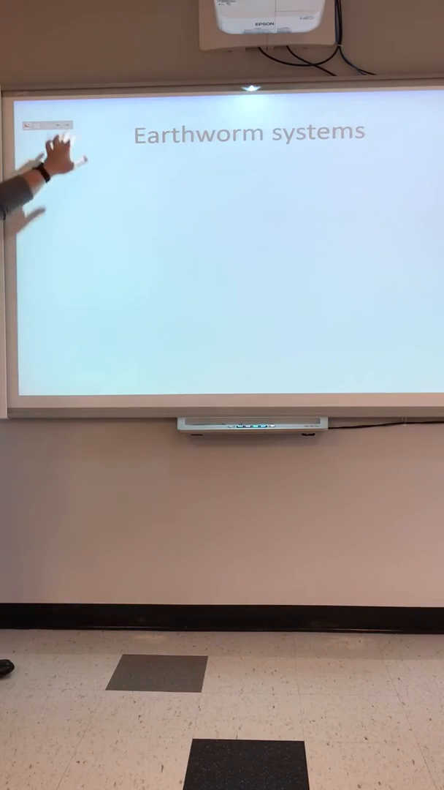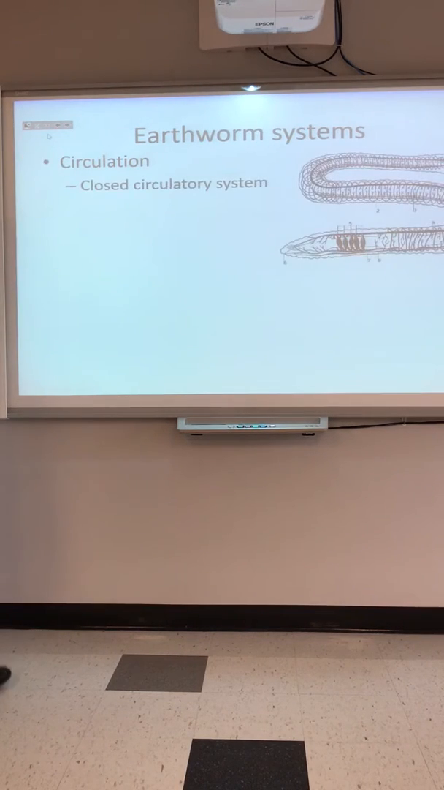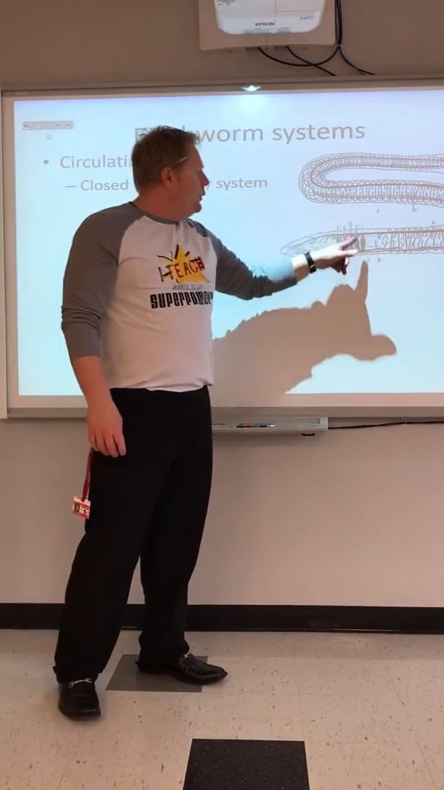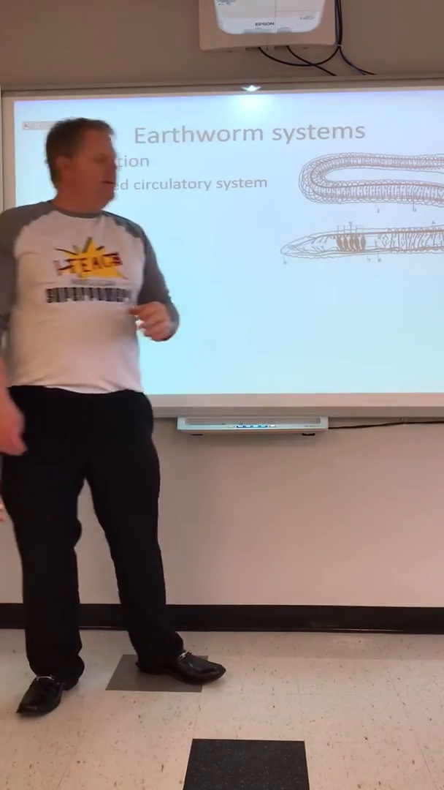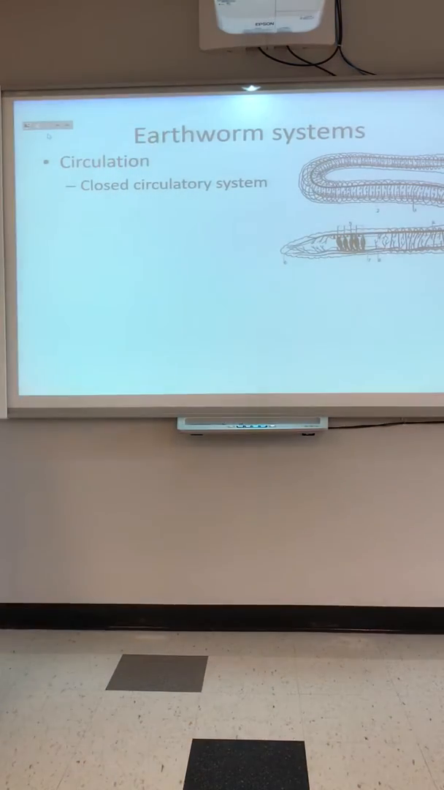Earthworm systems, we have more. Circulation. We told you already, closed circulatory system. And we have 5 hearts here to pump blood all that long way. And we have a ganglia, which kind of serves as a brain. There is a front and there is a back to an earthworm.